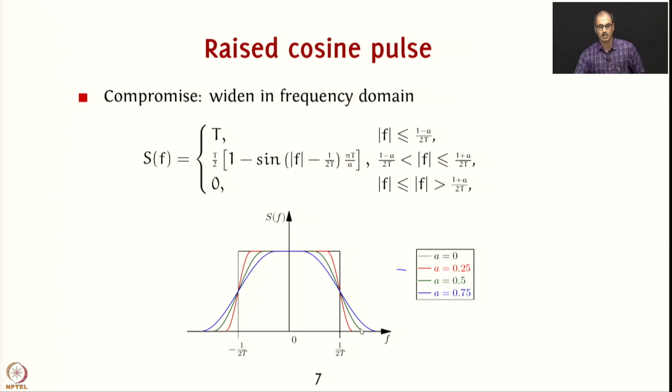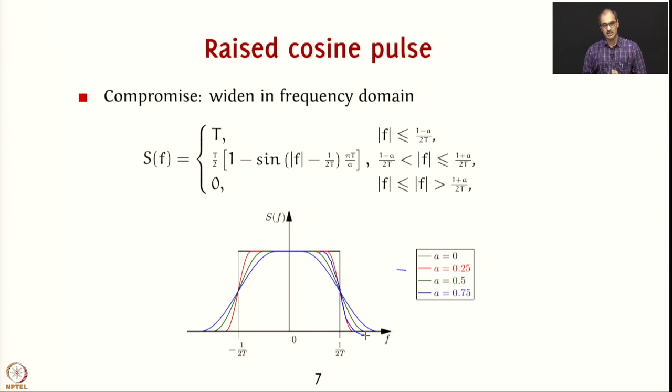So what does this correspond to? This S of f is defined as T for mod f less than (1 minus A) upon 2T, T upon 2 times 1 minus sine of pi T upon A times (mod f minus 1 upon 2T) over here, and 0 otherwise. So why is this called raised cosine? It's because over here, this looks like a cosine. It's like 1 minus sine is actually cos square. So you can just look at it as a raised cosine.